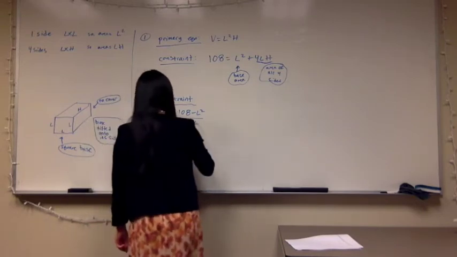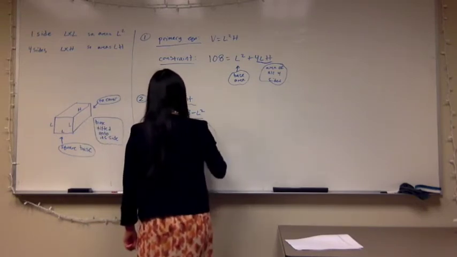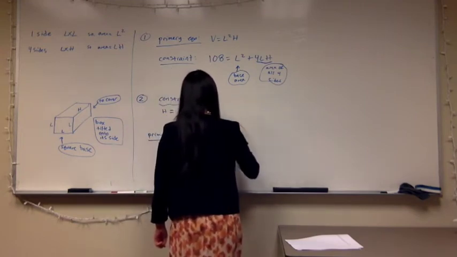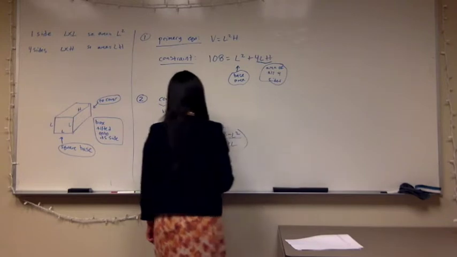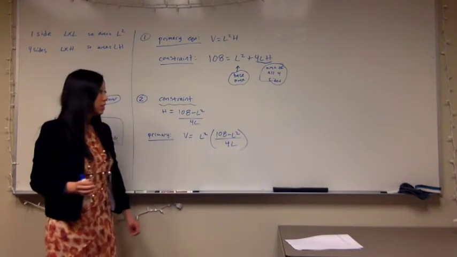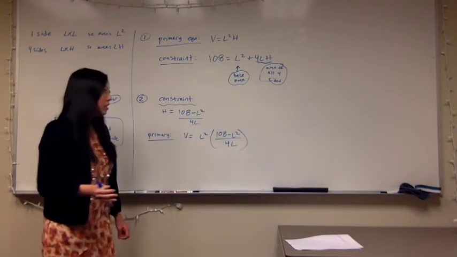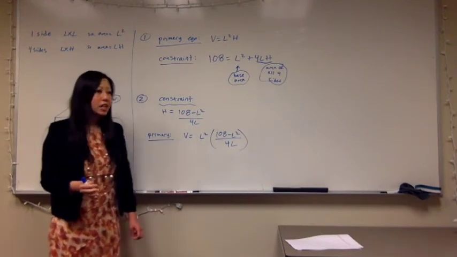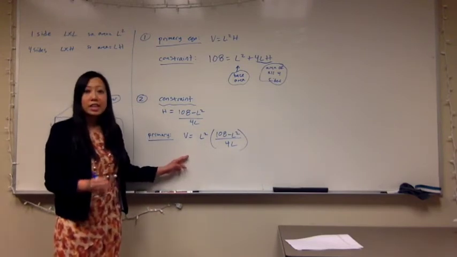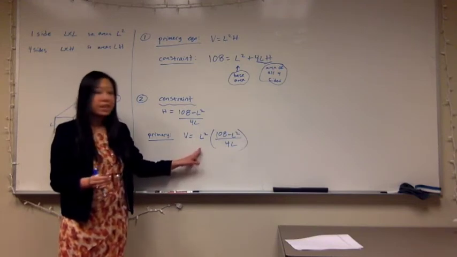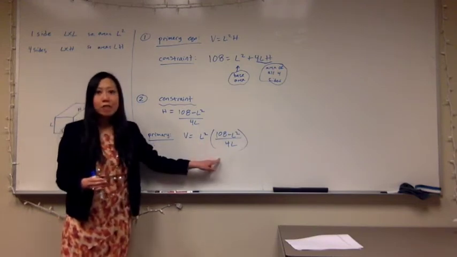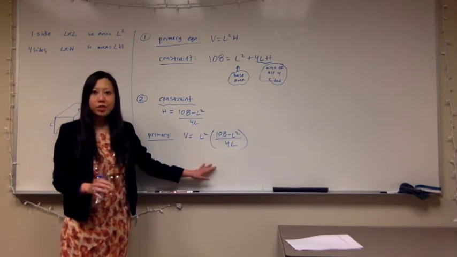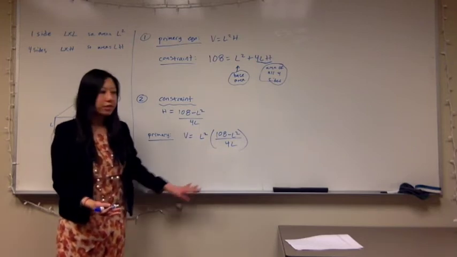My primary equation becomes V equals L squared times (108 minus L squared) over 4L. Now I simplify that. You could take the derivative from here and move on to step 3, but you wouldn't want to, right? Because it looks like it's going to be complicated. We have to do product rule and quotient rule. So do yourself a favor and simplify the function first before you take the derivative.